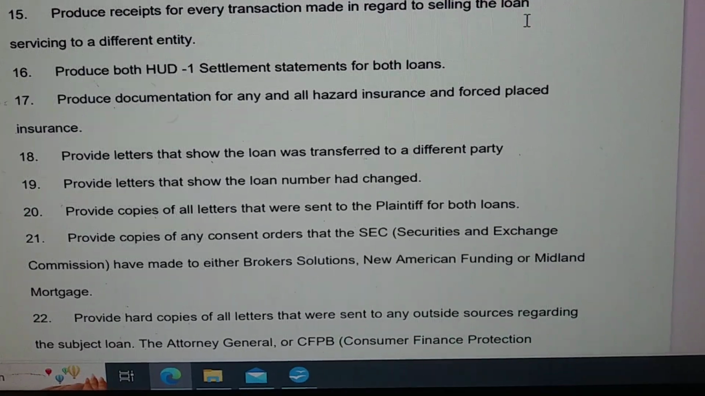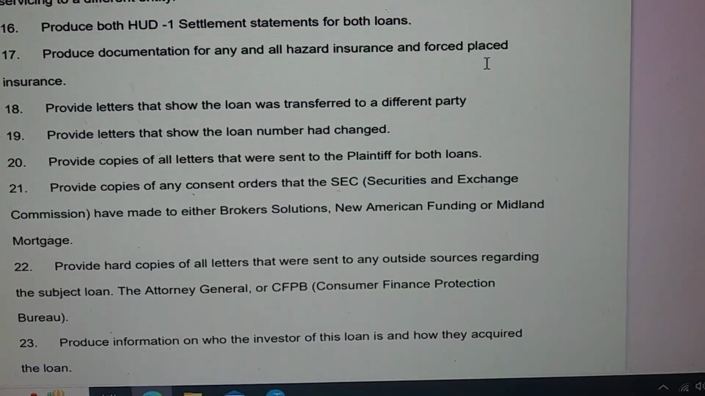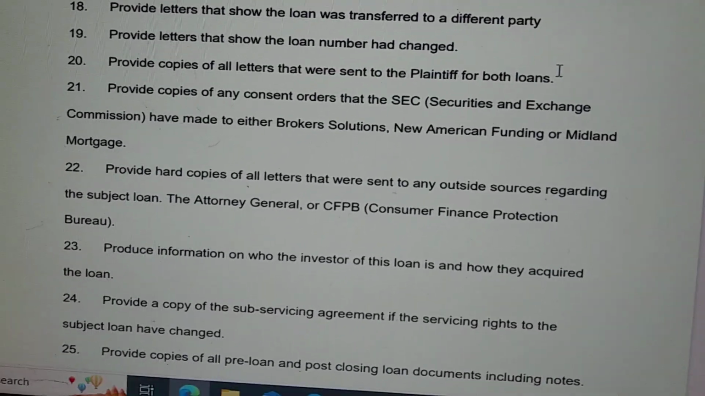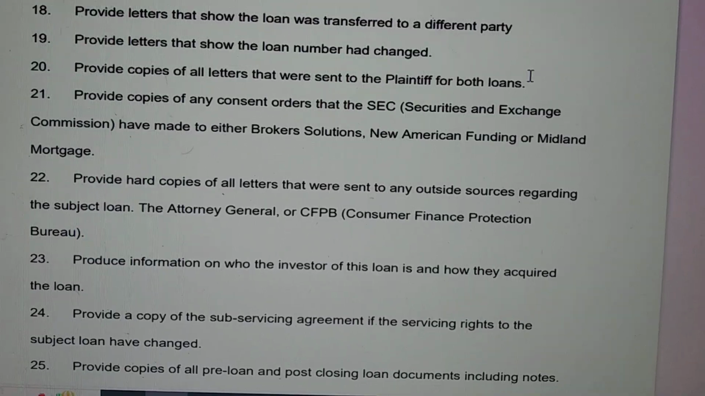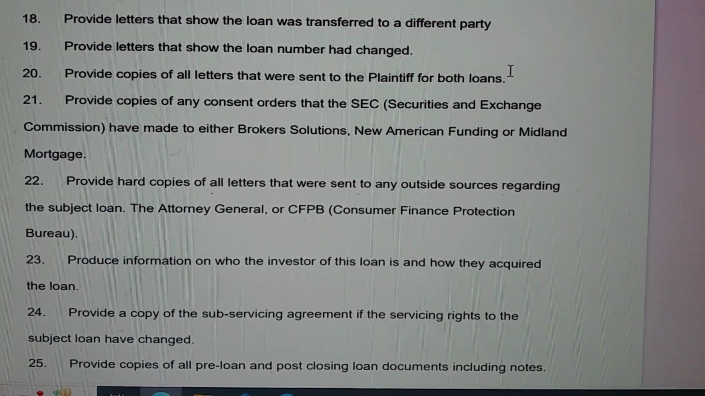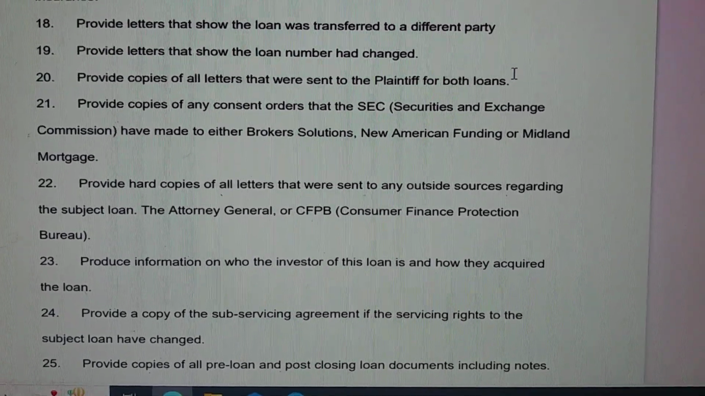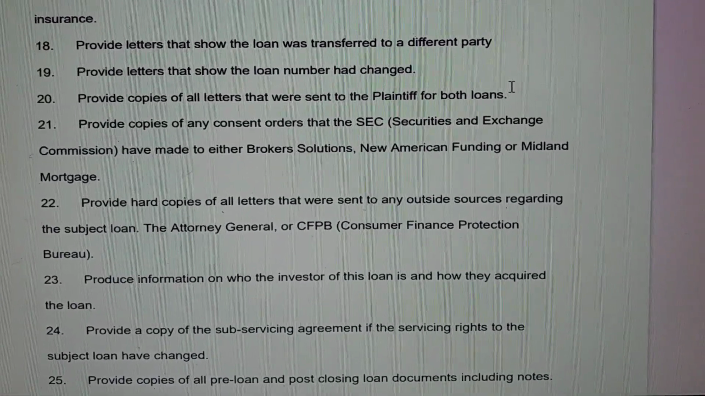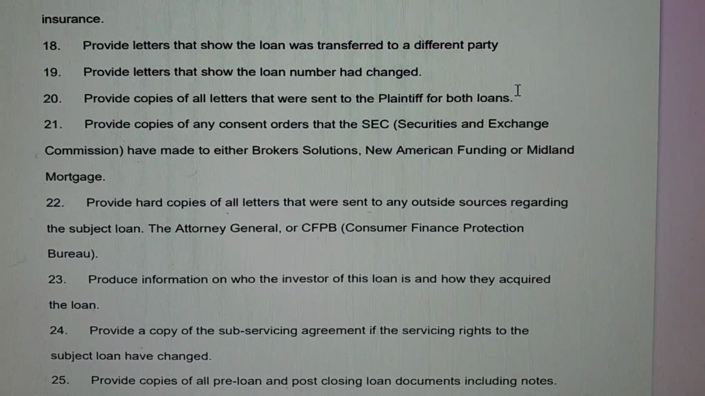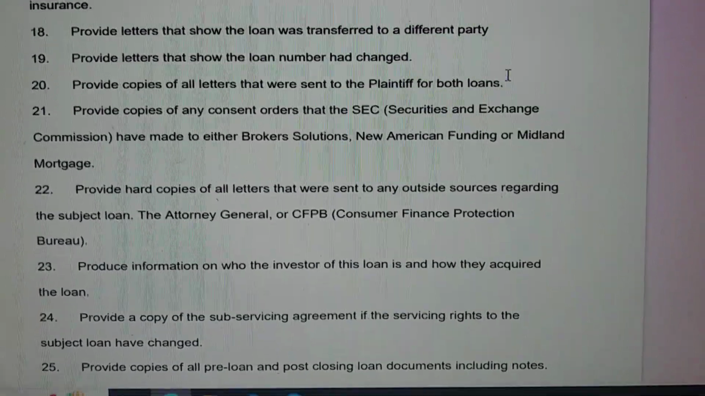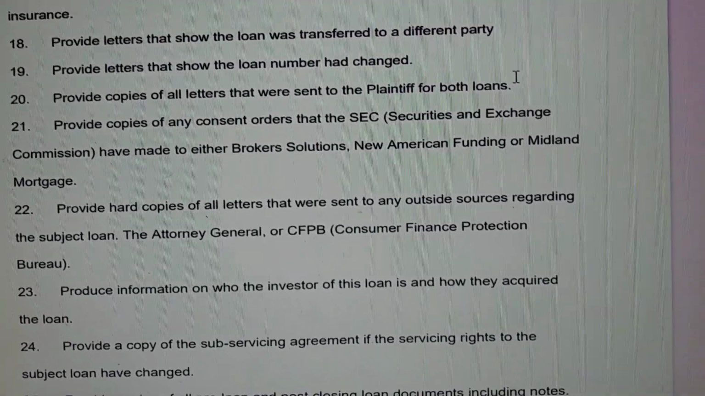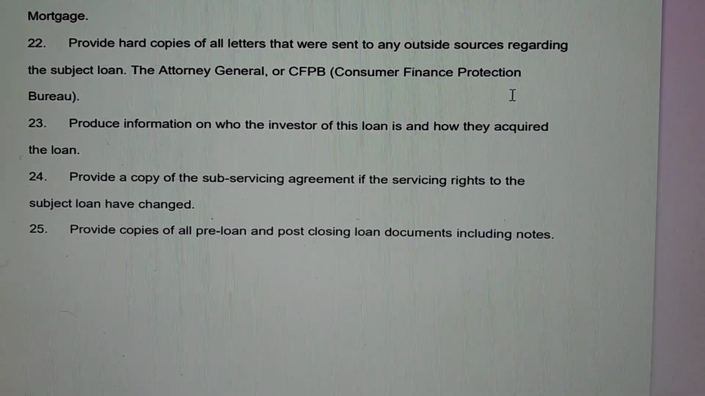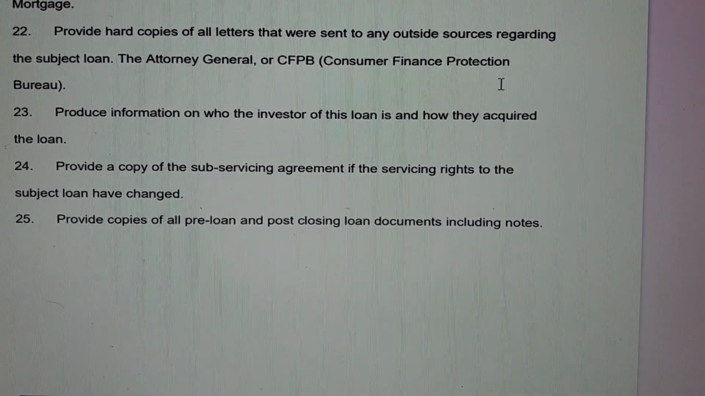Number 22, provide hard copies of all letters that were sent to any outside sources regarding the subject loan, the Attorney General, or the Consumer Finance Protection Bureau. Number 23, produce information on who the investor of this loan is and how they acquired the loan. Number 24, provide a copy of the subservicing agreement if the servicing rights to the subject loan have changed. Number 25, provide copies of all pre-loan and post-closing loan documents, including the notes.